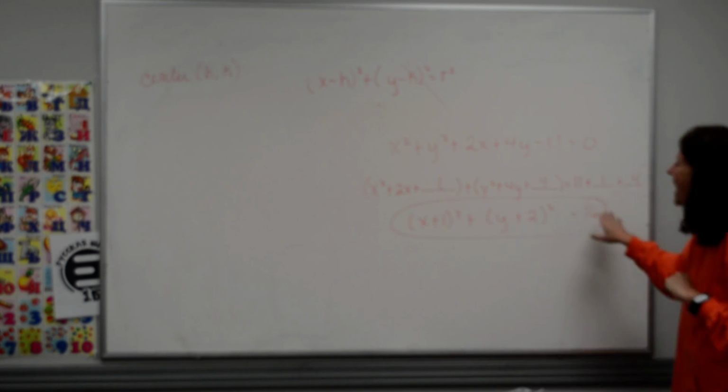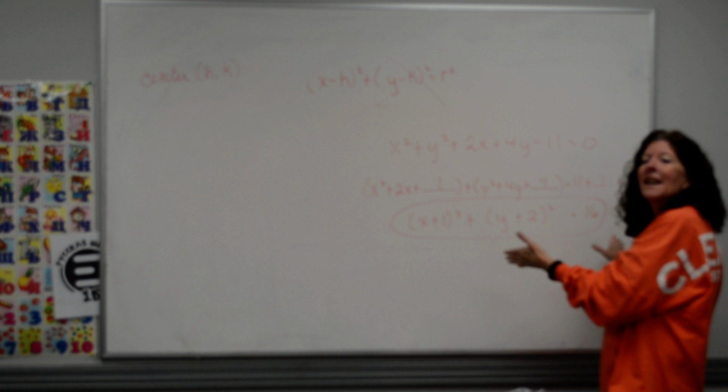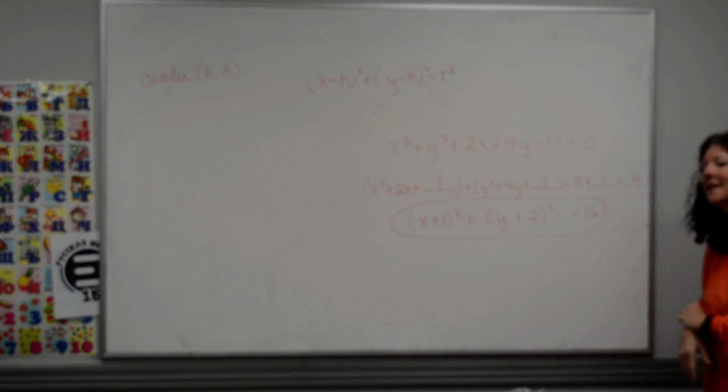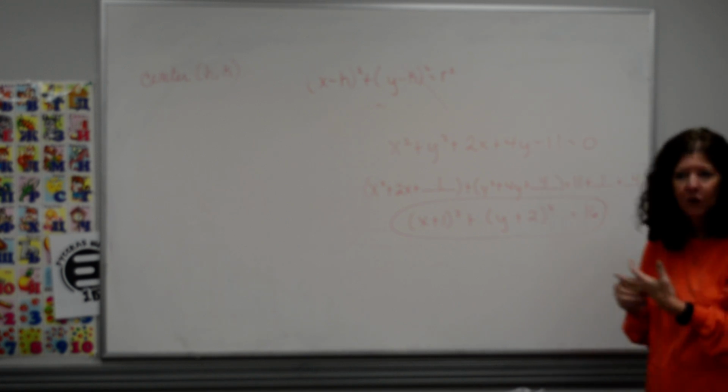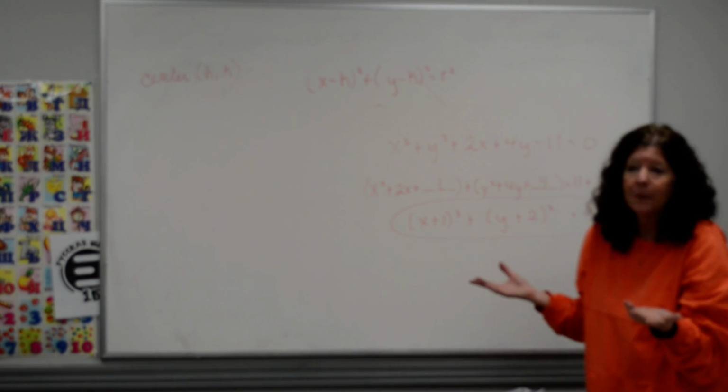Oh, okay. All right, so if I had this, what would be the center of this circle? Well, -1, -2. Good. What would be the radius? 4. Okay. You got it? Okay, then they start messing with you.